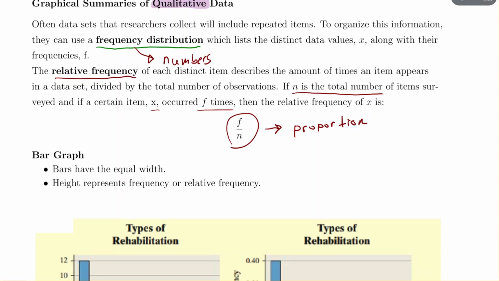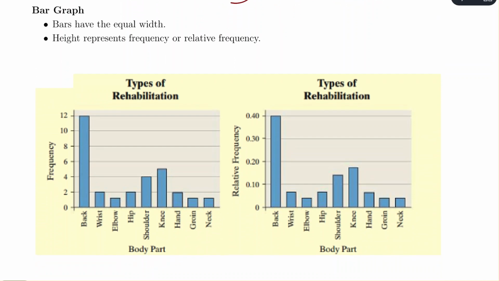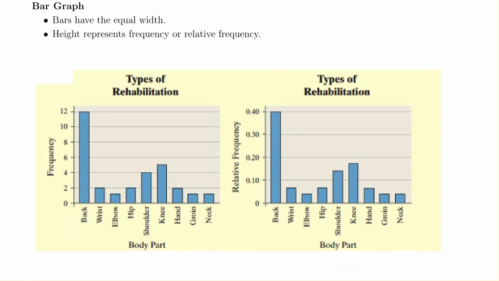So let's look at an example of how to organize frequency and relative frequency using a bar graph. In a bar graph, the bars have equal width, and the height represents the frequency or relative frequency. In any graph, it's important to pay attention to the x-axis and y-axis. Here, the frequency is the y-axis, and the category, in this case the body part for the types of rehabilitation, is the x-axis. So we have several categories: back, wrist, elbow, hip, shoulder, knee, hand, groin, neck. For each of them, it depends on how many we counted in the data set.